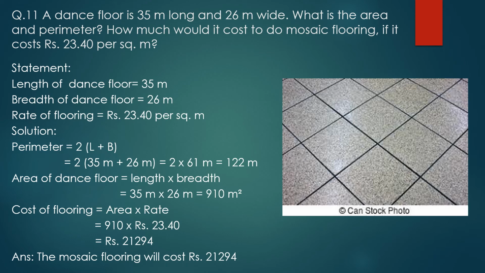Now what is the cost? Okay, for the cost, flooring we are putting in the area only. So cost is equal to area into rate. Don't get confused. Though they have asked over here for perimeter and area, they have asked about the cost of flooring. So flooring is always to be put in the area. So it is area into rate, that is 910 into rupees 23.40, that is rupees 21,294 required for mosaic flooring.